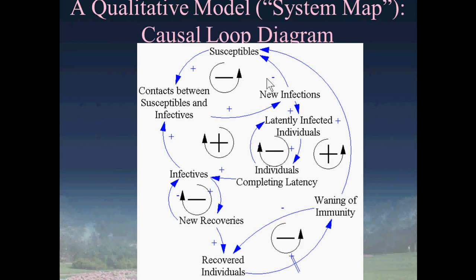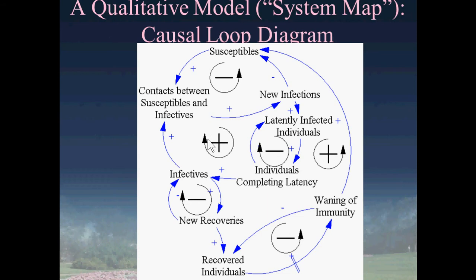As the number of new infections goes up, the number of susceptibles decreases, and as that decreases, since this is a plus polarity, contacts between susceptibles and infectives will tend to decrease also. And if this decreases, the number of new infections will tend to decrease. So it's self-limiting. We have fewer susceptibles, therefore we'll tend to have fewer new infections in the future. So this is a balancing loop. There are also positive feedbacks associated with takeoff of infection.